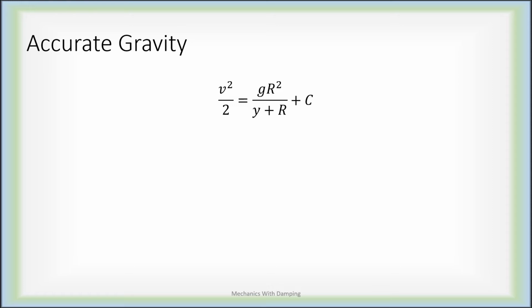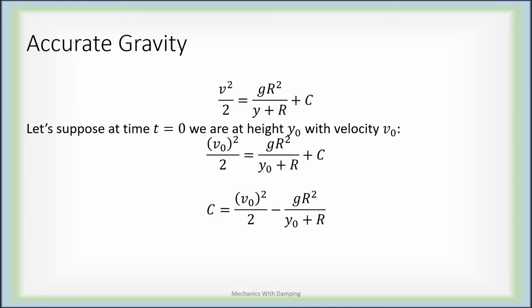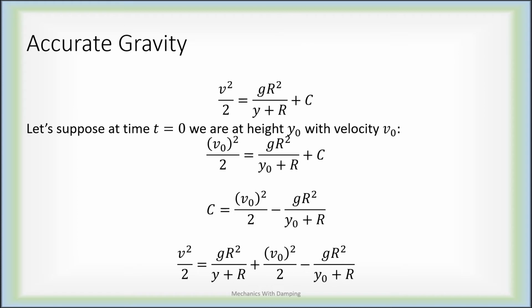So here's what we've derived so far for our more accurate gravitational model, for the height y, the radius of the gravitational body r, and v, the velocity. Now let's suppose at time t0 we're at an initial height of y0 with velocity v0. So plugging in t equals 0 and replacing our height y and our velocity v with their initial values, we get this right here. This allows me to solve for c. It should be v naught squared over 2 minus g r squared over (y naught plus r). Plugging that in for c, back in our original expression at the top of the page, we end up with the following.